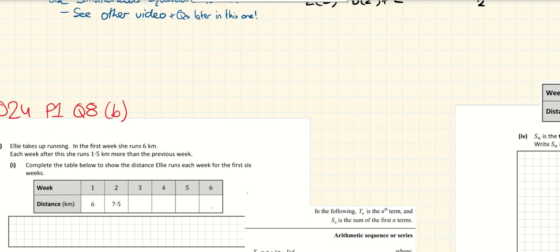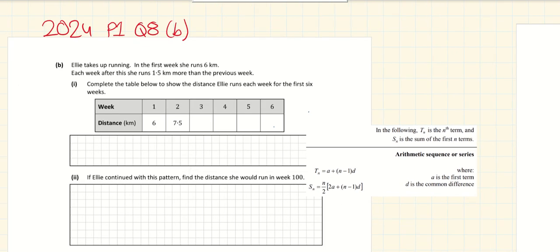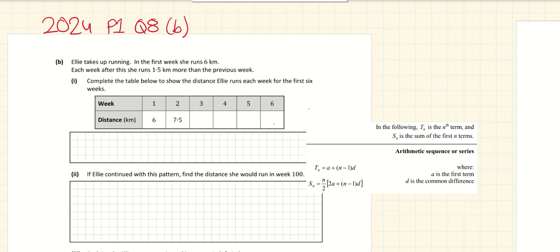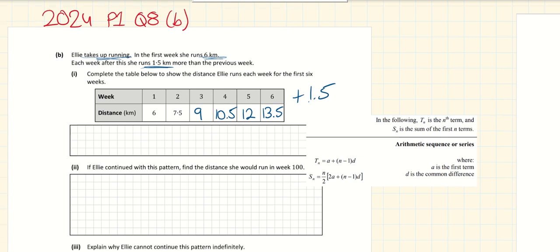Okay, right. So the first one we've got here is from 2024, and these are generally paper 1 questions. This one's question 8b. So we see Ellie has taken up running. She's running 6 kilometers and runs 1.5 more each week. So that means here we've just got plus 1.5 every time. So 6, 7.5, 9, 10.5, 12, and 13.5 as our distances here. That's all we need to do.